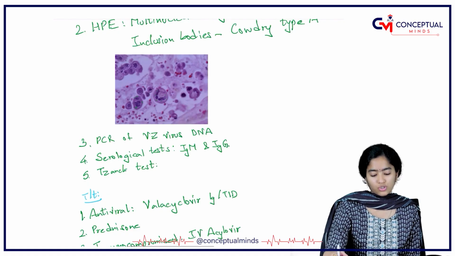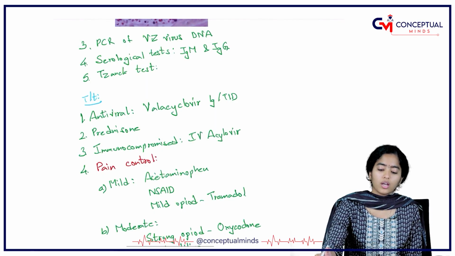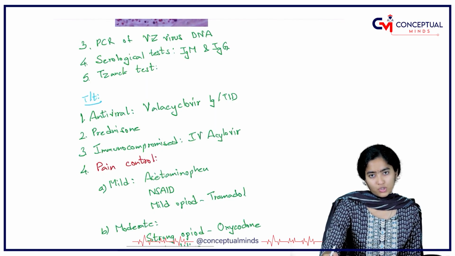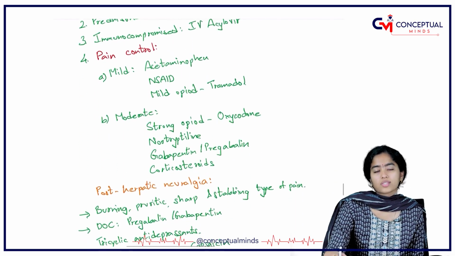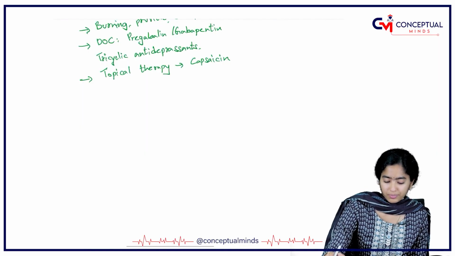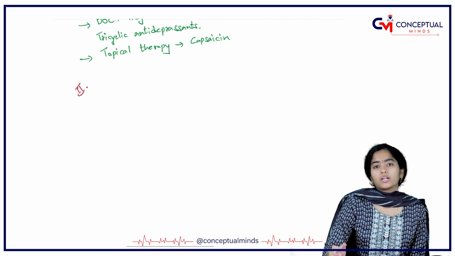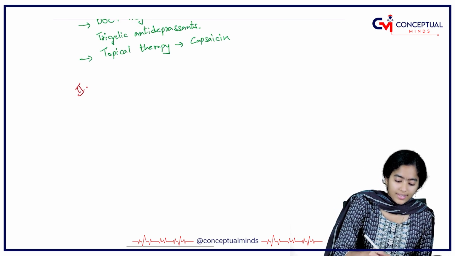And to directly detect the virus, we can do a PCR of the Varicella zoster virus DNA, and we can also perform serological tests. And treatment consists of giving antiviral drugs, prednisolone, and in case of immunocompromised patients, IV acyclovir can be given. And pain control of these patients is very, very important to ensure a good quality of life for the patient.